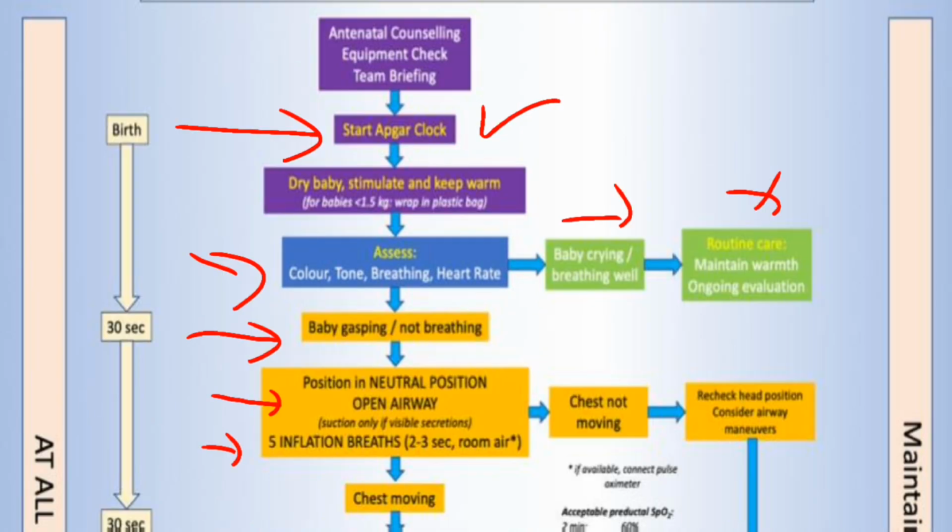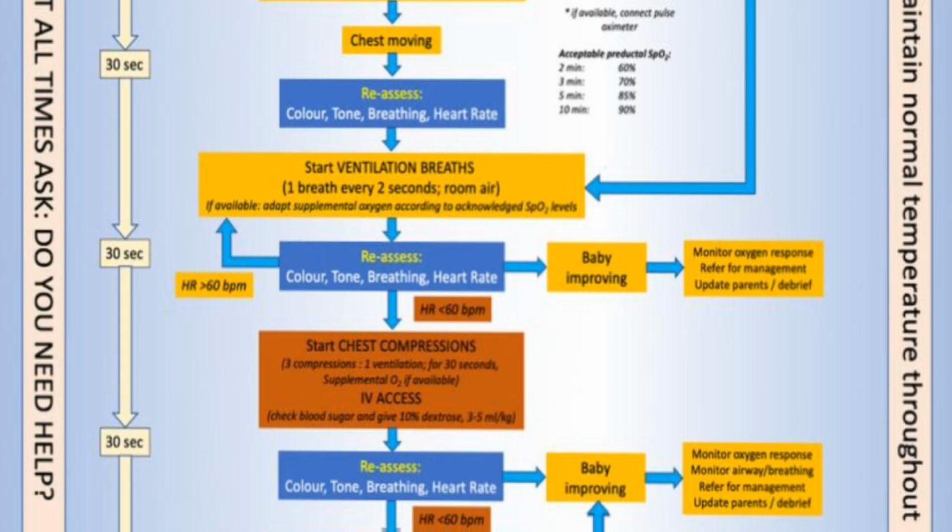Okay, so we said when the chest is moving, we assess the color, tone, breathing, and heart rate. If the chest is not moving, you recheck the head position and consider airway maneuvers, and only then do you come to the ventilation breaths. So this is another 30 seconds after the wrap. Then after that you start the ventilation breaths.